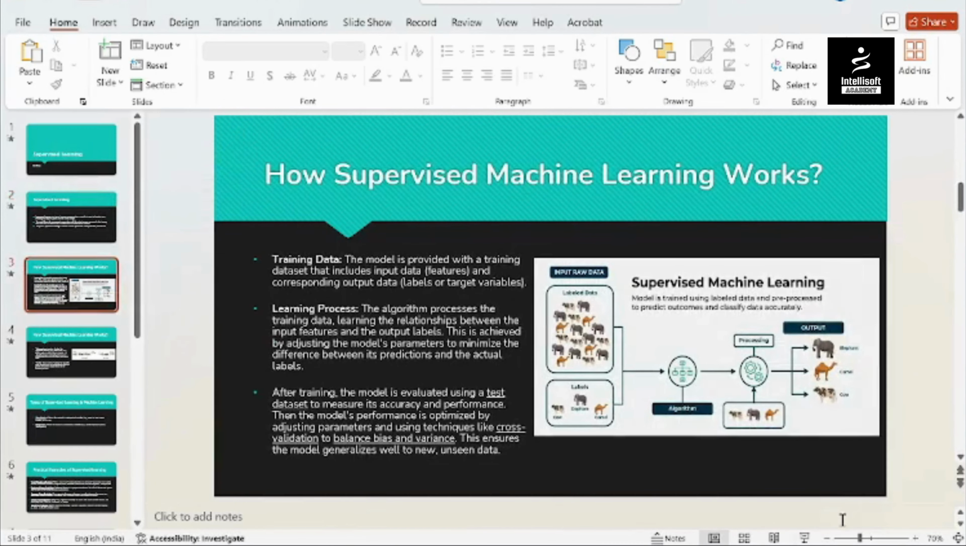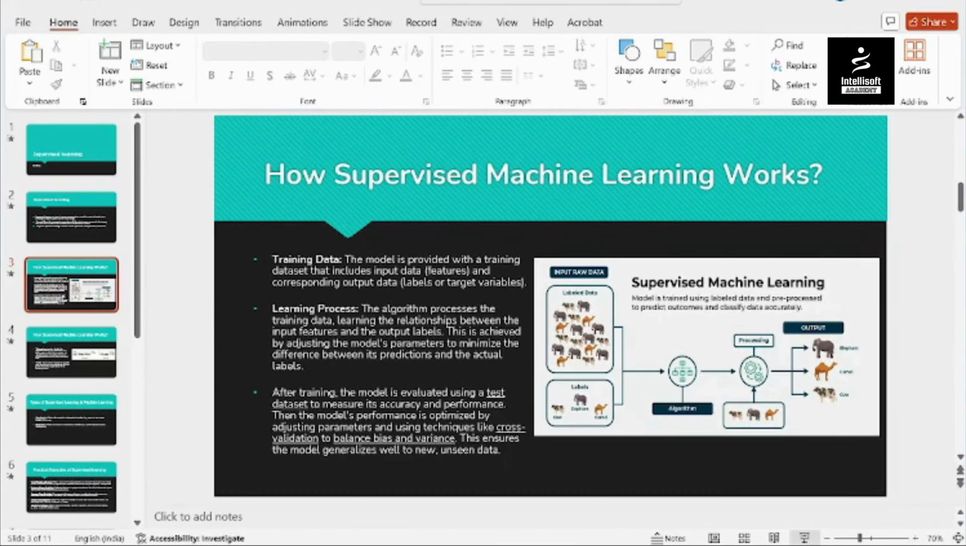So now, how does supervised machine learning work? So first of all, we give training data. The model is provided with a training data set that includes input data, that is features, and corresponding output data, that is labels or target variables. Like you can see in the picture that we have labeled data. There are pictures of cows, elephants, camels, and then we label the data.